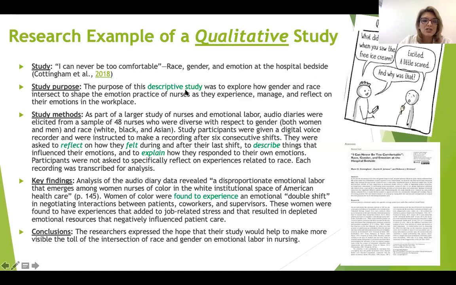So the purpose of this descriptive study, again, one of those qualitative type words, was to explore how gender and race intersect to shape the emotional practice of nurses as they experience, manage, and reflect on their own emotions in the workplace. So they sampled 48 nurses who were diverse with respect to gender, both women and men, and all 3 different races, white, black, and Asian. And they were given a digital voice recorder and were instructed to make a recording after 6 consecutive shifts. And they were asked to reflect on how they felt, describe things that influenced their emotions, and explain how they responded to their own emotions.